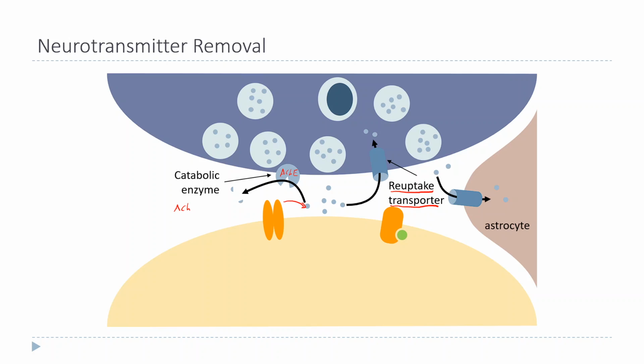Also, there are some of these neurotransmitter transporter proteins on astrocytes. One of the jobs of astrocytes, as we talked about, is to regulate the extracellular fluid. One of the ways they do that is that excess neurotransmitter can be removed from the extracellular fluid by the astrocytes. They have their own transporter proteins that can remove those molecules.